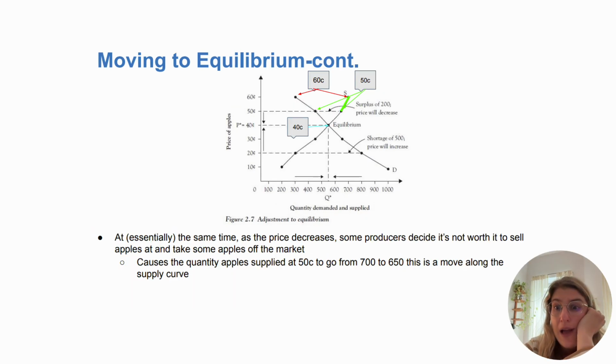Now, let's look at the supply side of this adjustment. As prices fall, it's not just consumers who respond, producers do too. When the price drops from 60 cents to 50 cents, say, some apple growers decide it's not worth bringing as many apples to market. Maybe the lower price won't even cover their costs, so they reduce their supply. And we can see this as movement along the supply curve. So at 50 cents, instead, the apple suppliers will supply 700 apples.